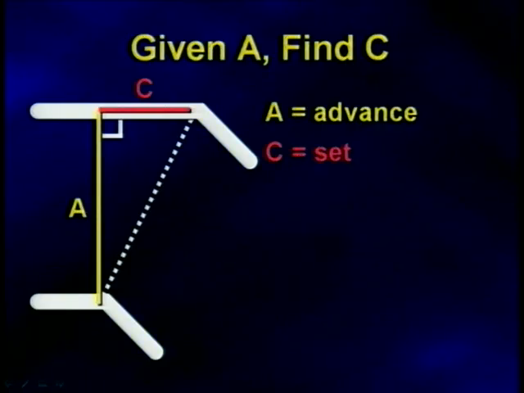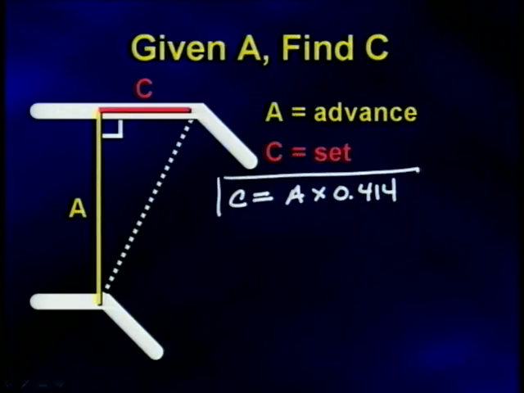So if A is the advance and C is the set, we know from the table that to find the set, if you're given the advance, you multiply by 0.414. Good. So we're going to use that formula repeatedly in this section to find the distance that one pipe has to be longer than the other.